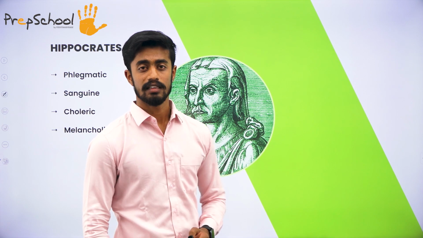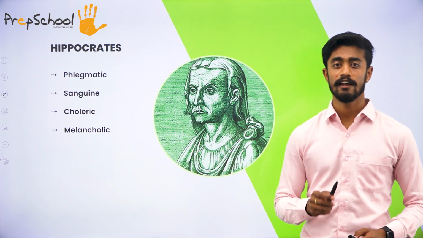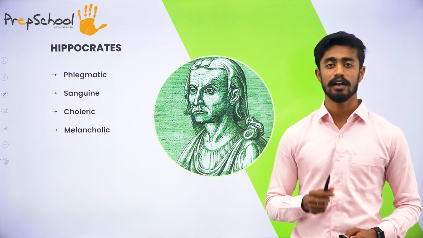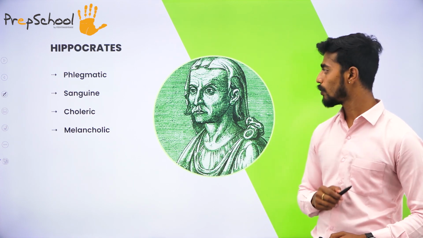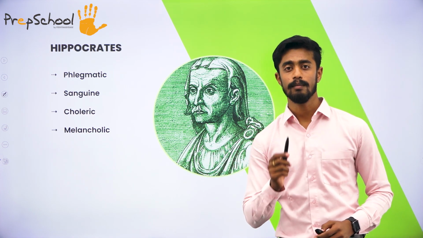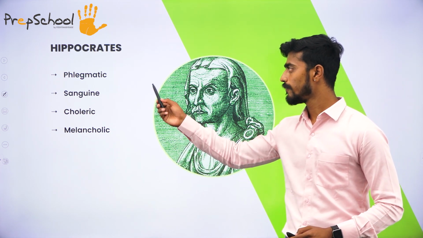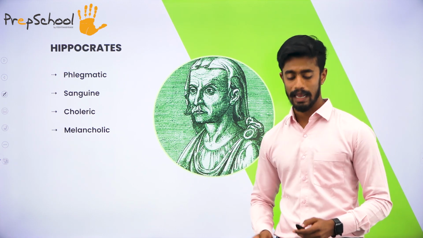Now let's see the next physician, that is Hippocrates. He lived in 400 BC. He has divided this body type into 4 parts, that is phlegmatic, sanguine, choleric and melancholic. These are the 4 types. I'll repeat it again: phlegmatic, sanguine, choleric and melancholic.